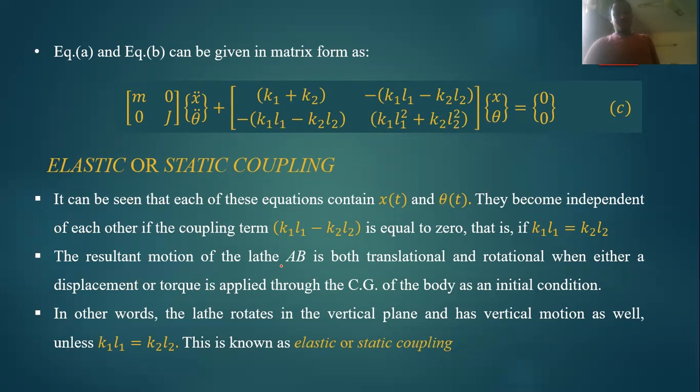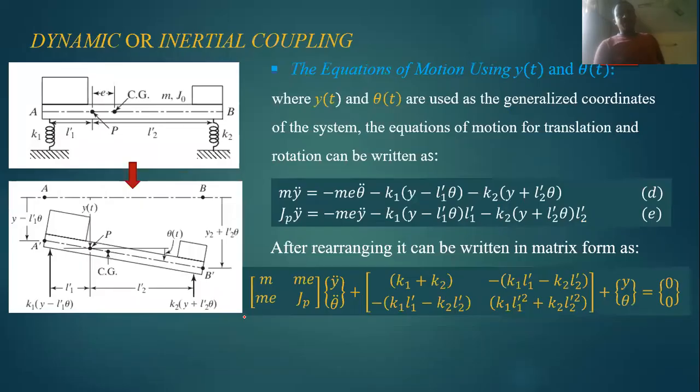The resultant motion of the laser AB is both translational and rotational when either displacement or torque is applied through the CG of the body as an initial condition. In other words, the laser rotates in the vertical plane along with the vertical motion, unless K1 L1 is equal to K2 L2. So this is known as elastic or static coupling. This is the static coupling condition.